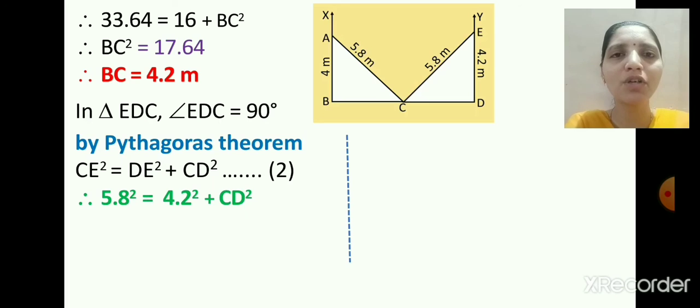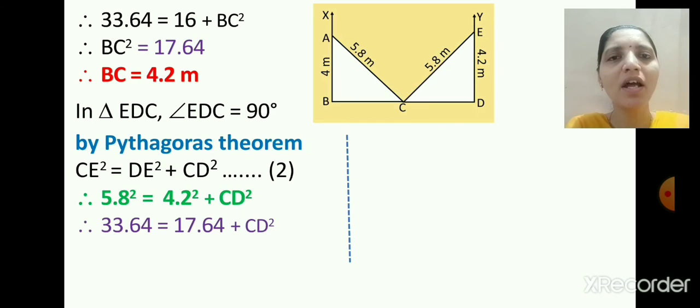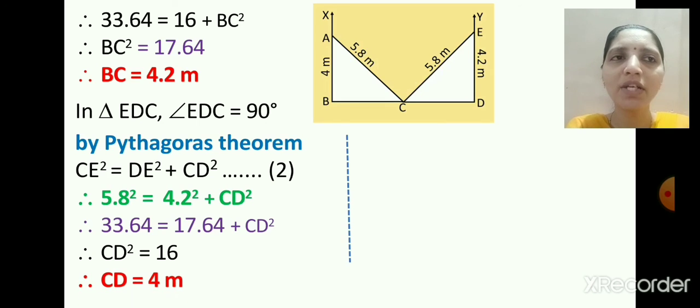Now substitute the values. CE is 5.8 and DE is 4.2. So you'll get 33.64 is equal to 17.64 plus CD square. So you'll get CD square is equal to 16. Find the square root on both sides. You will get CD is equal to 4 meters.